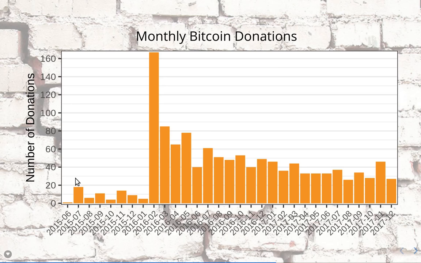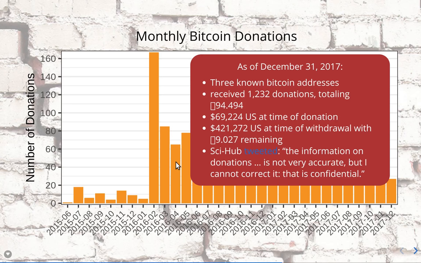What we see here is Sci-Hub is receiving over 30 donations per month. This is because the Bitcoin blockchain, the ledger of all transactions, is public. So since we know these three addresses, we can see the incoming transactions. And if we tabulate things, it's received in total up to 2018, 1,200 donations totaling 94 Bitcoins. And I'm very sorry that my computer doesn't have the Unicode font point for the new Bitcoin symbol, which was released in Unicode 10.0 earlier this year, but hopefully it will soon.